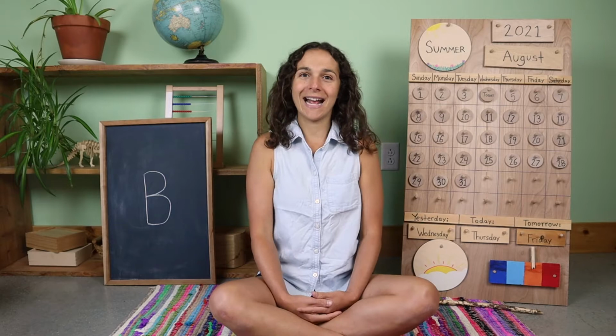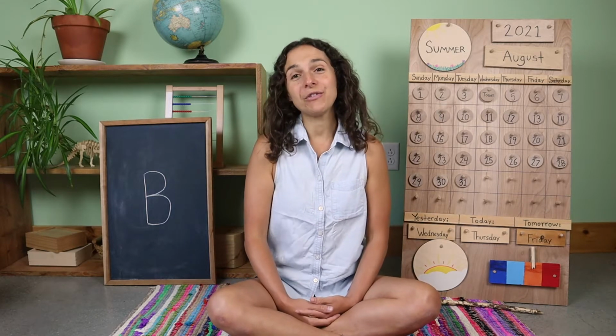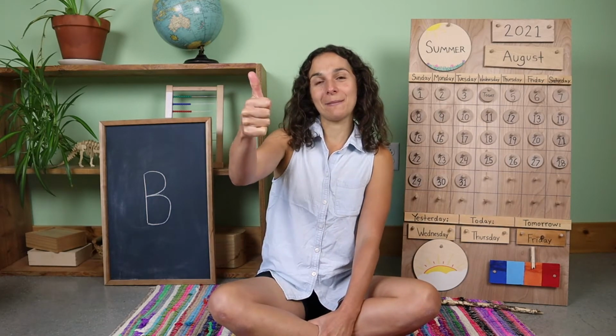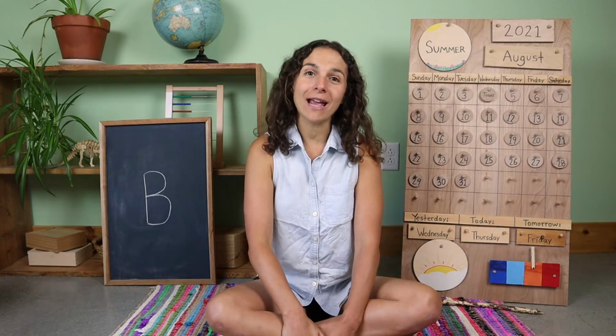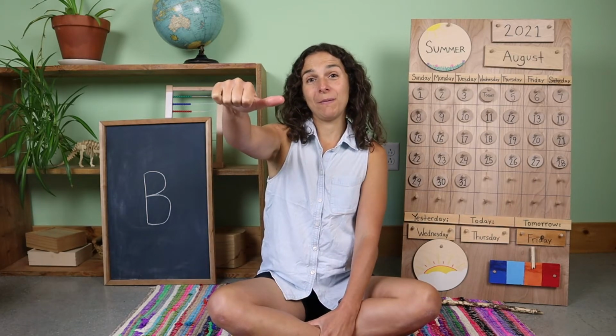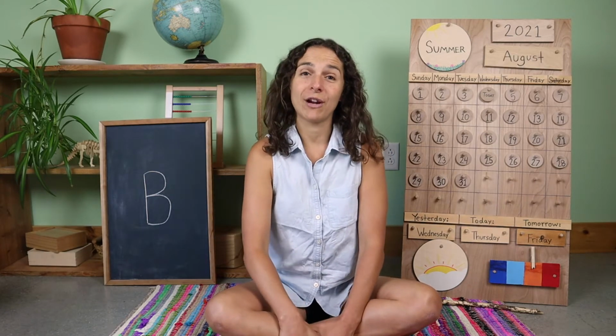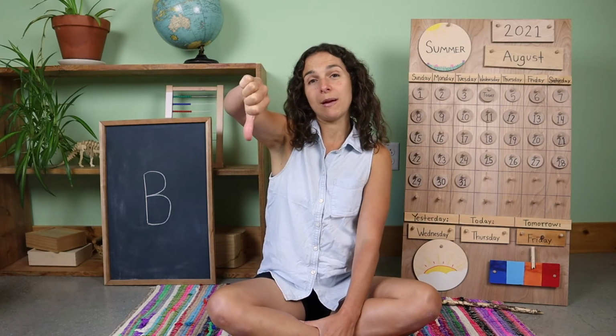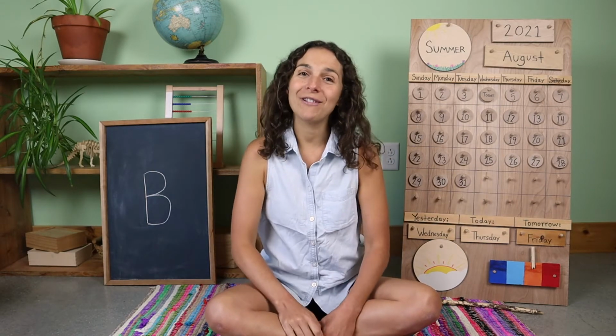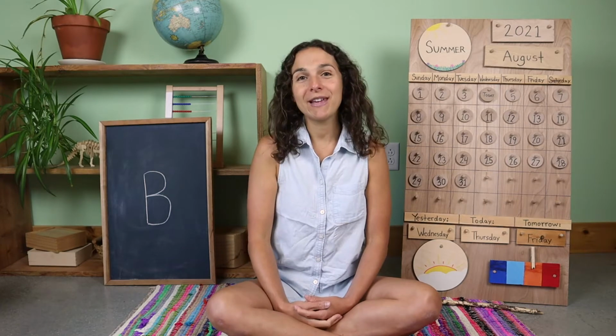How are you doing today? If you're doing well, you can show me with a thumbs up. If you're feeling okay, you can put your thumb in the middle. And if you're not feeling very well today, you can show me with a thumbs down. But hopefully after circle time is done, you'll be feeling better.